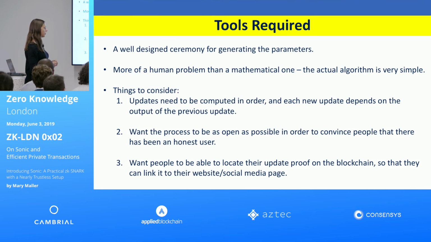You also want to make it very easy for people to locate their update proof. Again, these things are very small. There's no reason why you couldn't make it easy to access them. And you don't want it to be the case that people can't point to their update and say, this was me, because otherwise, what's the point in the process?